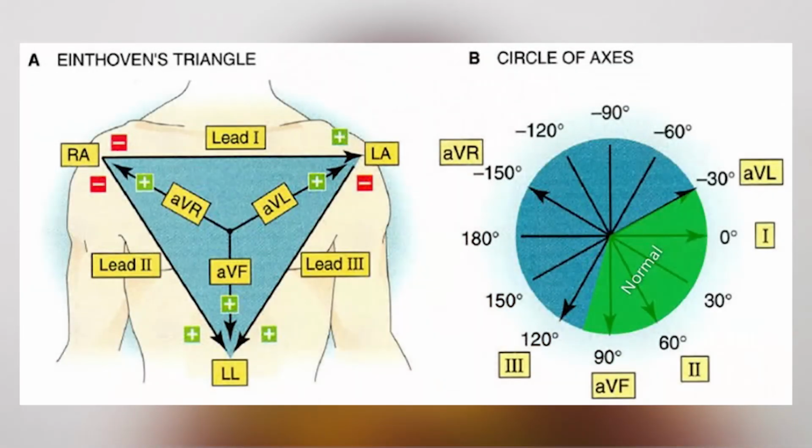Now, about the electrical axis. We can think about the electrical axis. Just see the electrical axis in the diagram. In Einthoven's triangle you can see lead 1, lead 2, lead 3, AVR, AVL, AVF. Then in that circle you can see the axis: AVR, AVL, 1, 2, AVF, 3. Like that the circle is there.